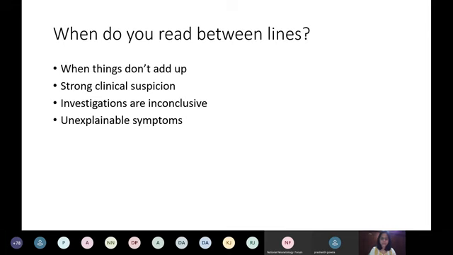So how do we read between the lines? Whenever things don't add up. So we get a normal CBC, normal CRP, normal culture, but then the baby is not taking feeds, is looking lethargic, and we know that the baby doesn't look well. So then we start reading between the lines.